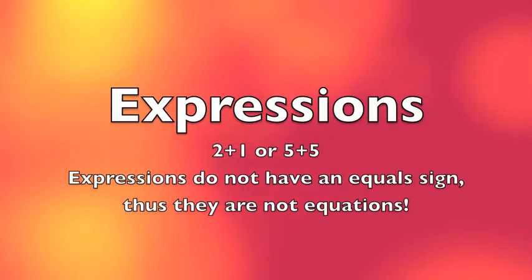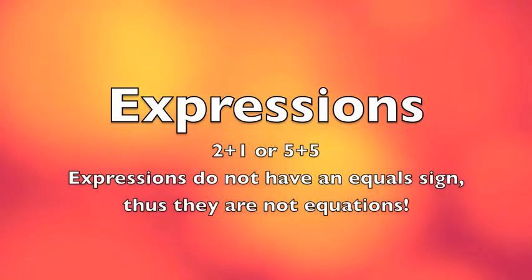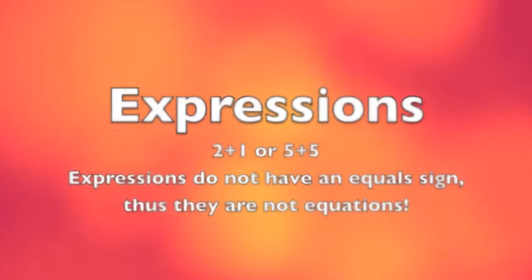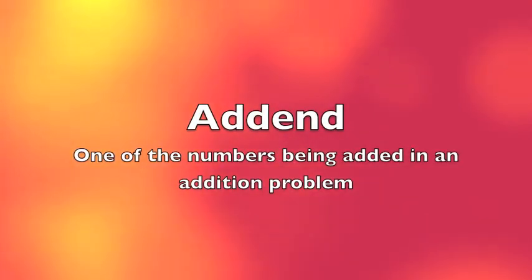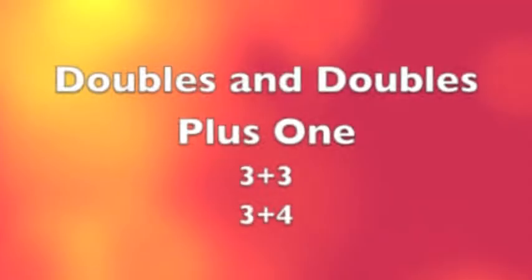Next we have expressions. Expressions do not have equal signs, so they are not equations. An example of an expression would be 2 plus 1 or 5 plus 5. Add-in. An add-in is one of the numbers being added in an addition problem. Here's an example of what an add-in would be. In this case, 3 and 2 are the add-ins.